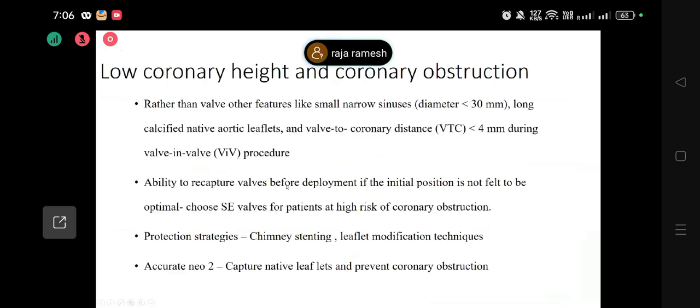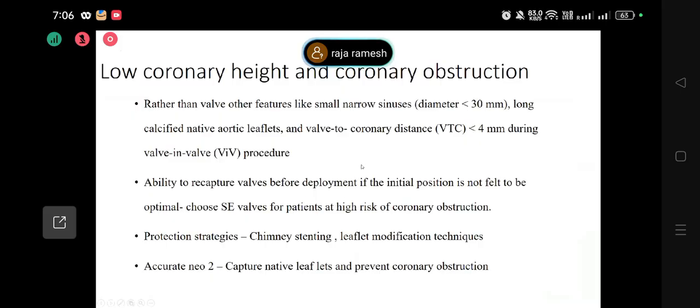Coming to low coronary height and coronary obstruction. Suppose you are doing a valve-in-valve procedure. There is already a surgical valve, and the surgical valve leaflets will be there. If you place the transcatheter valve inside it, the surgical valve leaflets can fall onto the coronary ostium and cause a coronary obstruction, which is catastrophic. So what do we have to do? We can do two things.